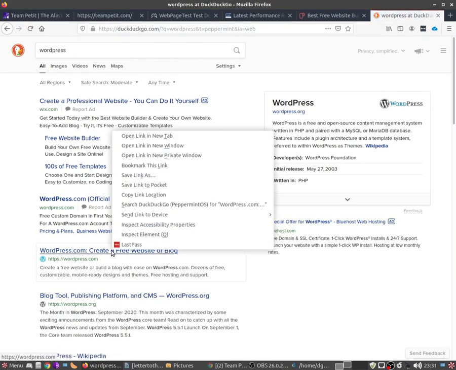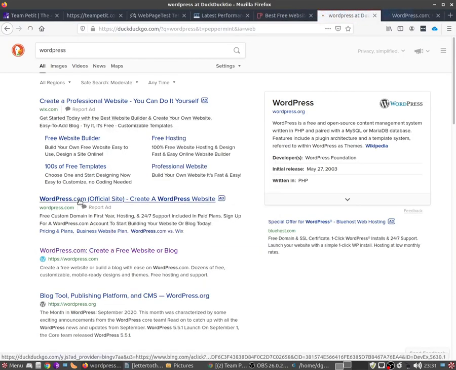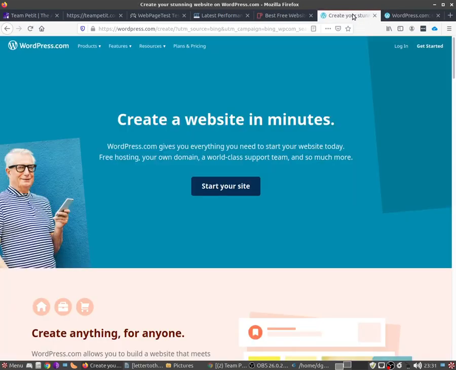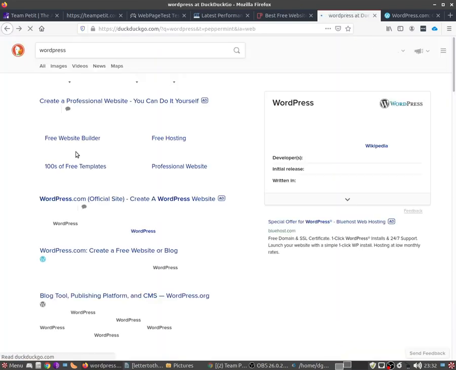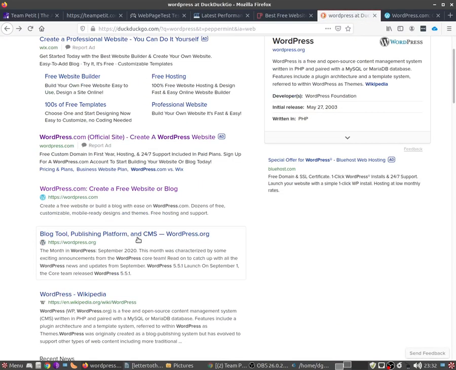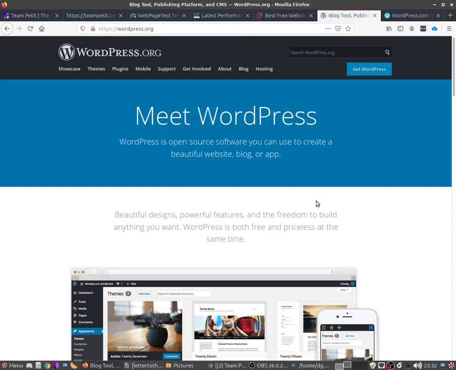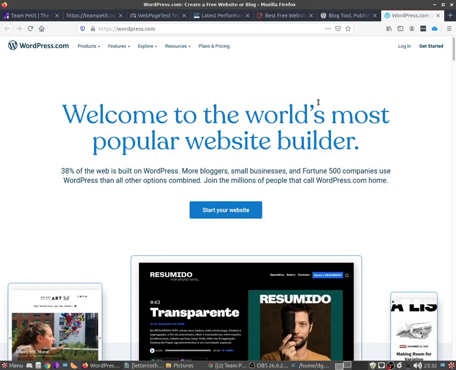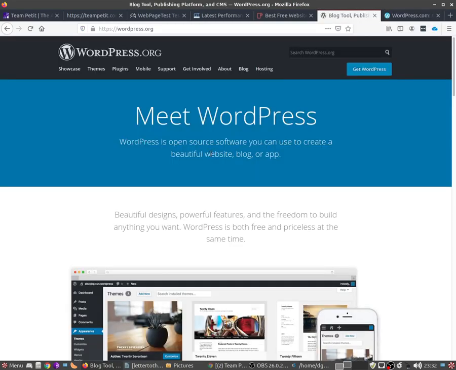It's like Microsoft Word or something, except to create a website. That's a good way to think about it. Here's a simple way to think about it. Here's WordPress.com, and here's WordPress.org. There are two websites. WordPress.org is the free side, and WordPress.com is like the pay side. That's one way to look at it.